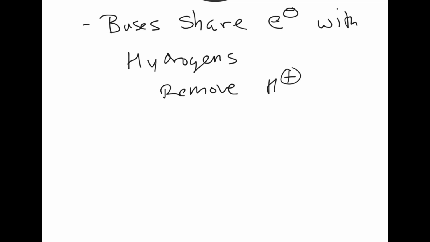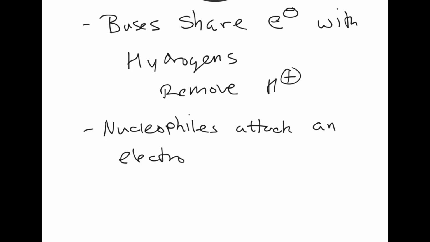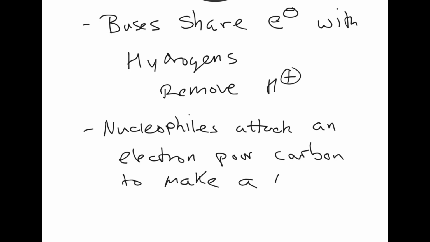where nucleophiles attack an electron poor carbon to make a nucleophile-carbon bond. And with a base, you end up with a base-hydrogen bond in the end. With a nucleophile, you're not attacking a hydrogen, you're not grabbing an H plus, you're attacking an electron poor carbon.